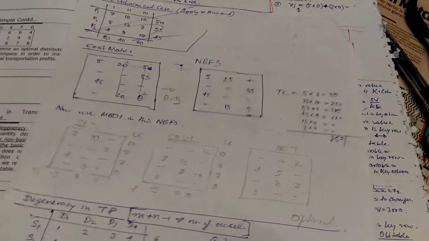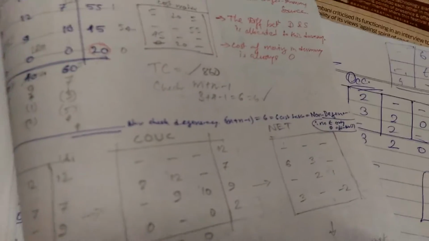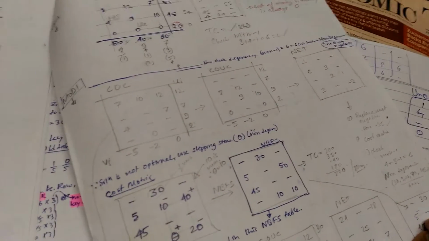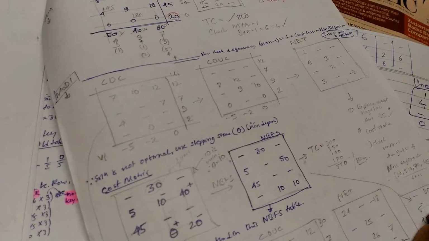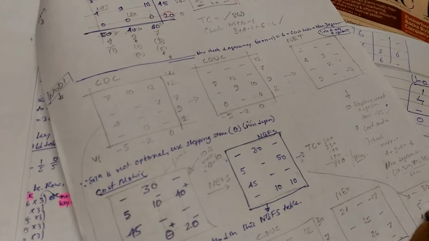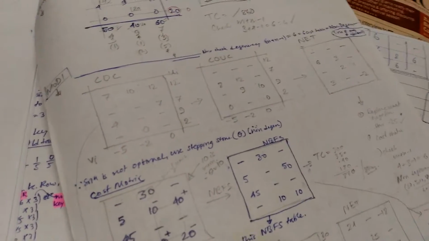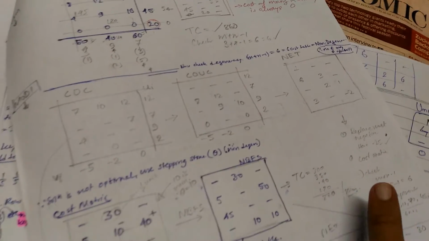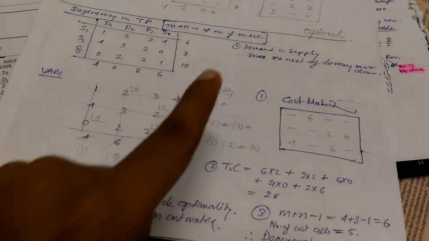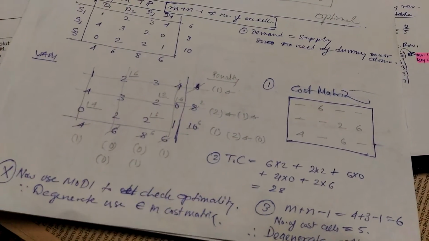since in this case the solution was non-degenerate, we directly went for Modi method. There is no concept of epsilon. We directly went for Modi method, and in this case, when Modi method gives us a negative value, we introduce theta in place of that negative value. But in this case, we have calculated the cost matrix, we have calculated the total cost.